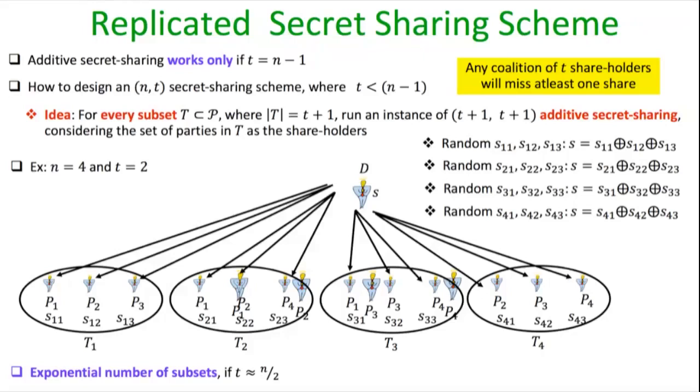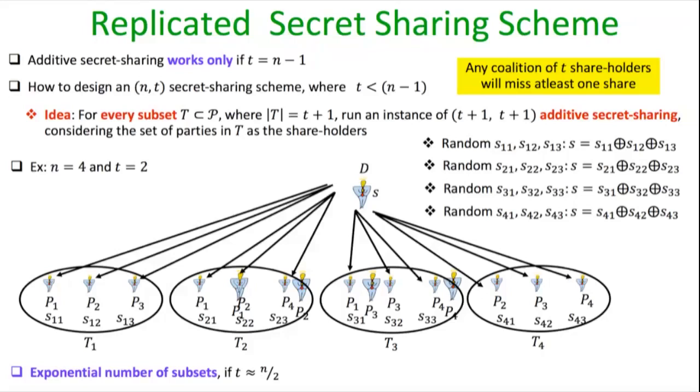Now for the first group where my participants are P1, P2, P3, I run an instance of secret sharing, assuming that the secret needs to be shared only among these 3 participants. That means I am ignoring the 4th participant here. I am assuming that he is not in the list, not in contention. So how am I going to distribute the secret among these 3 participants? Well, I run an instance of additive secret sharing by picking random shares S11, S12, S13 such that the XOR of S11, S12, S13 is the secret S, and I distribute S11, S12, S13 to these 3 shareholders respectively.